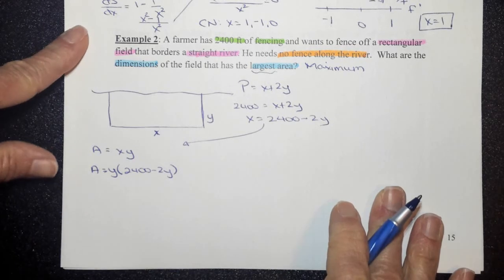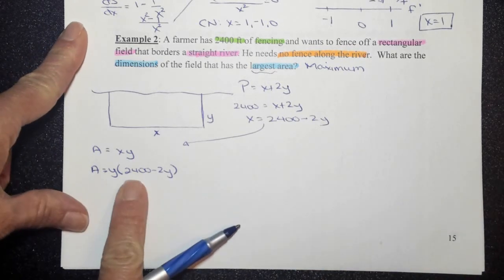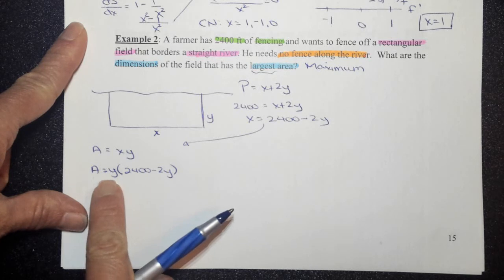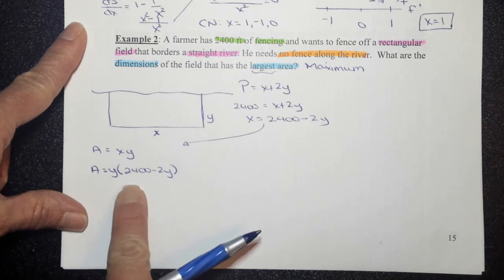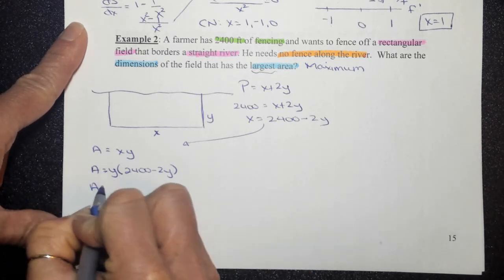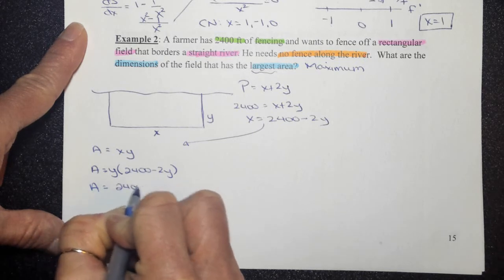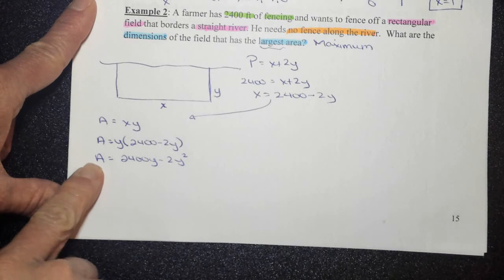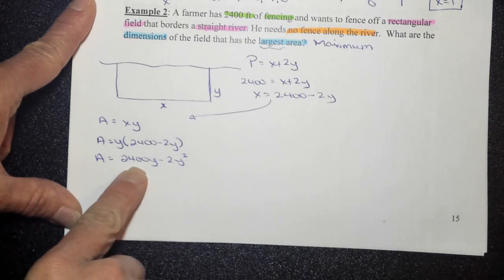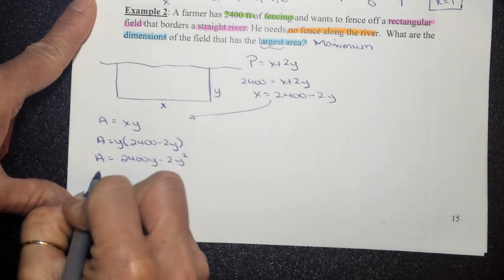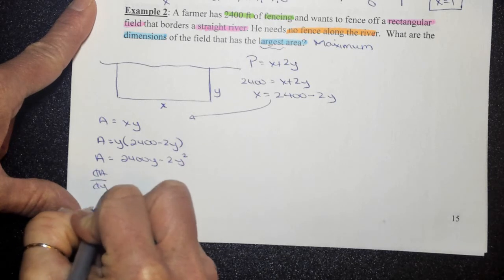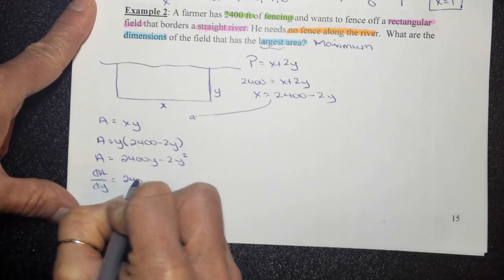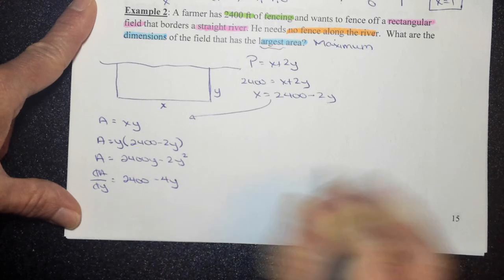Now, just like in the previous problem, we know we have to take the derivative, but to make our lives easier, I'm actually going to distribute this so I don't have to use the product rule. So the area is equal to 2400y minus 2y squared. So now I can take the derivative of the area with respect to my y dimension. So it's dA/dy is equal to 2400 minus 4y.